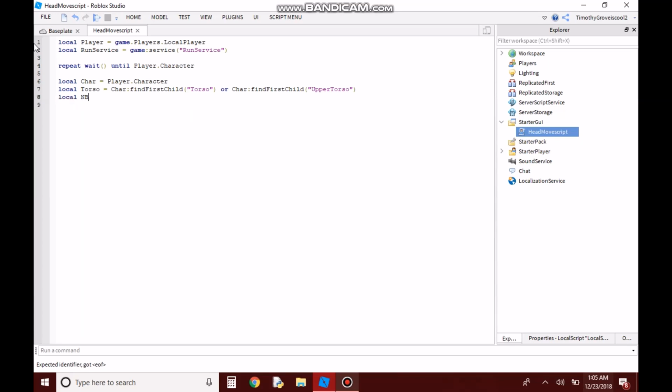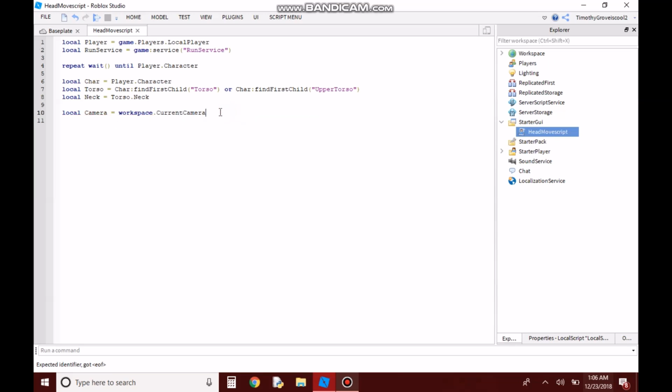And then you're going to want to call it neck, since the neck joint is what we're going to be working off of. So it's neck equals torso.neck. Alright, so now that we have everything set, we can get the camera. So local camera equals workspace.currentCamera.